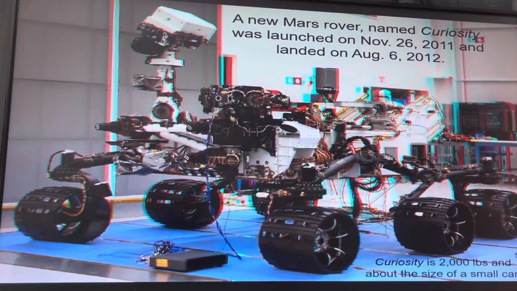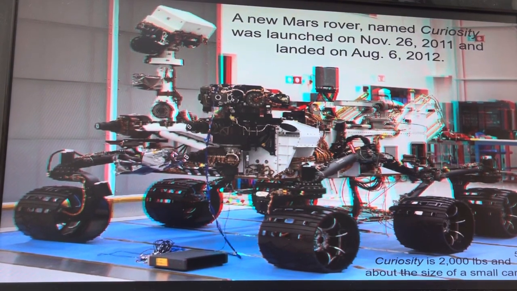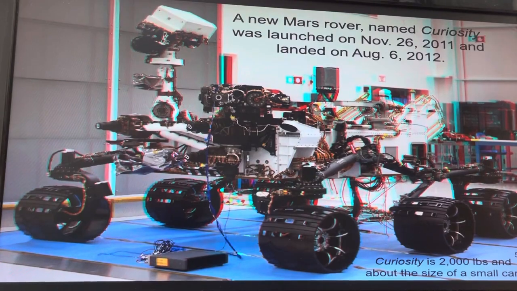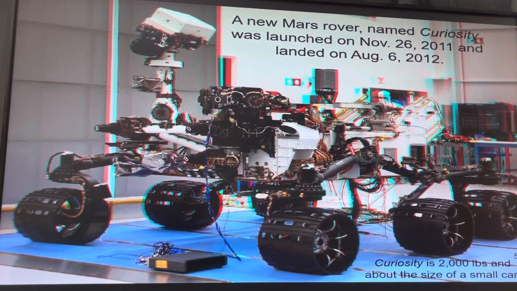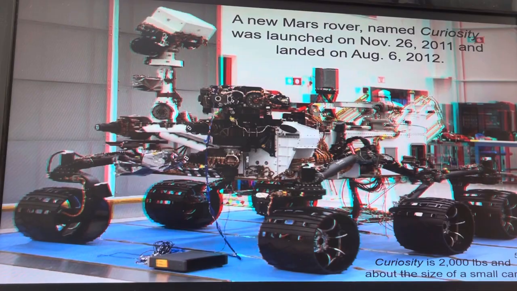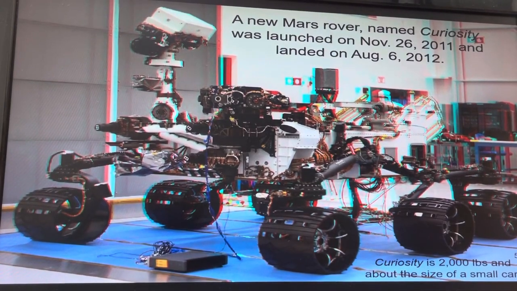All right, now we're moving on to a few years later, about 6 or 7 years later, and this is Curiosity. This one's about the size of a small car, weighed about 2,000 pounds. Still weighs about 2,000 pounds. It's on Mars. So this is brand new technology. Notice how there's no solar panels. This one had a nuclear power, and it has 6 wheels.